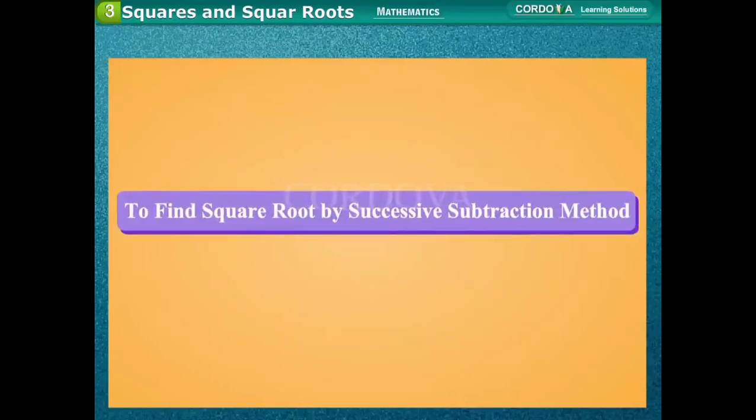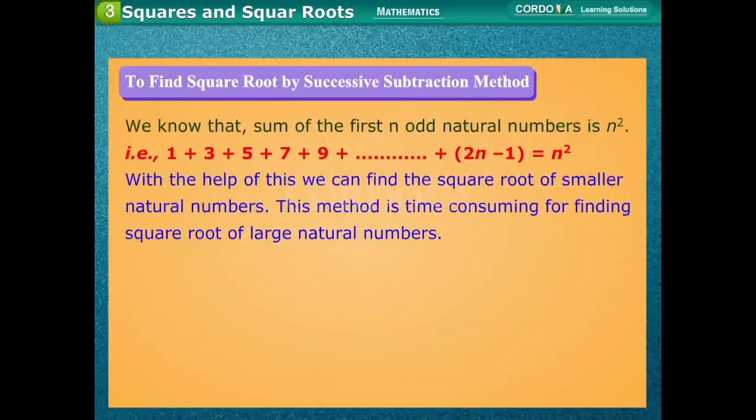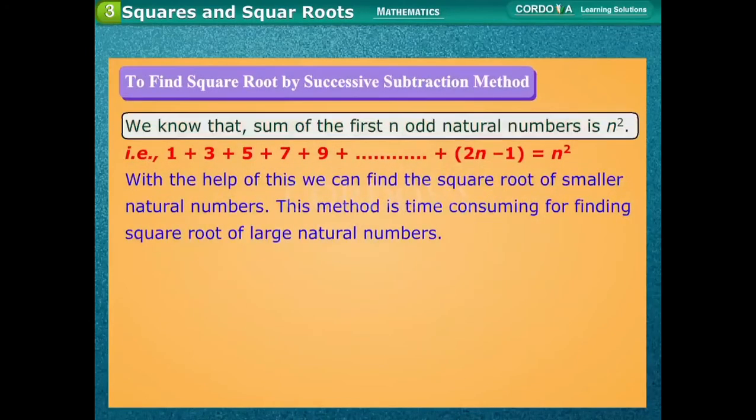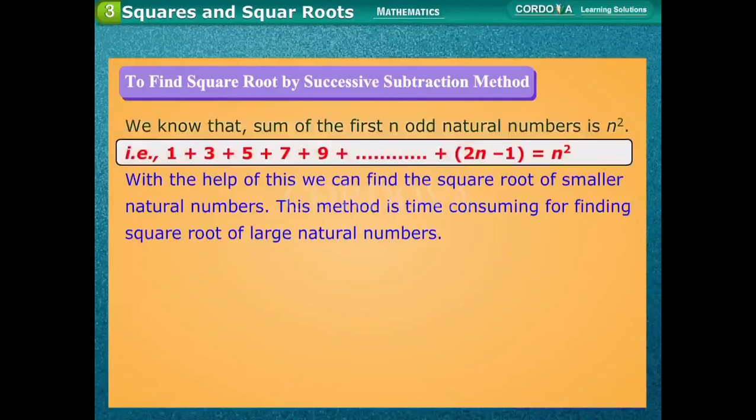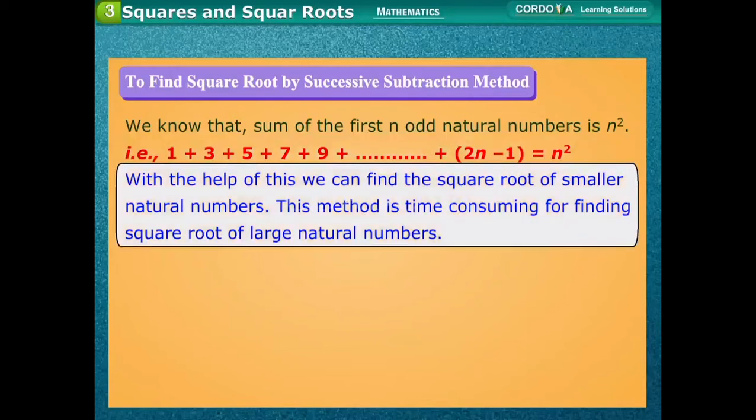To find square root by successive subtraction method, we know that sum of the first n odd natural numbers is n square. That is, 1 plus 3 plus 5 plus 7 plus 9 plus up to 2n minus 1 is equal to n square. With the help of this, we can find the square root of smaller natural numbers. This method is time-consuming for finding square root of large natural numbers.